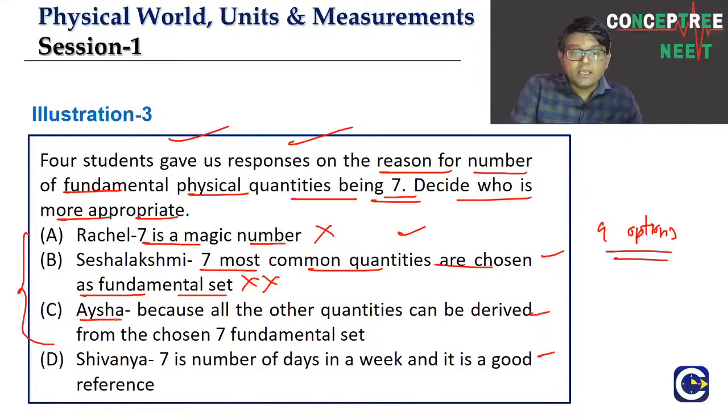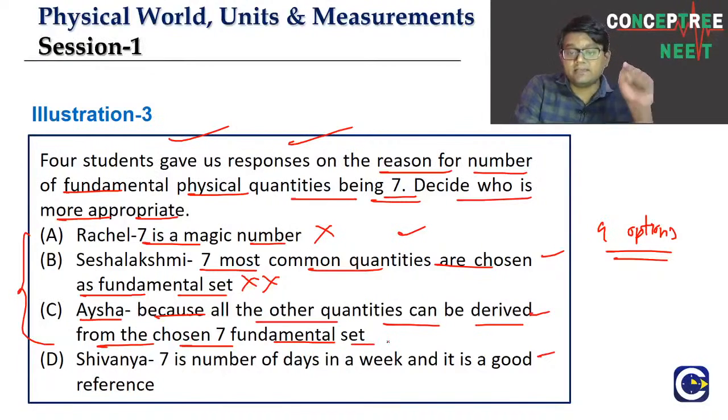Aisha is saying that all the other quantities can be derived from the chosen 7 fundamental set. This is the correct one. So why did we choose those 7 as the fundamental? What is the combination? Length, mass, time. What is the 7 set, guys? The temperature, electric current, amount of substance or quantity of substance, and then luminous intensity. These are the 7 fundamental.